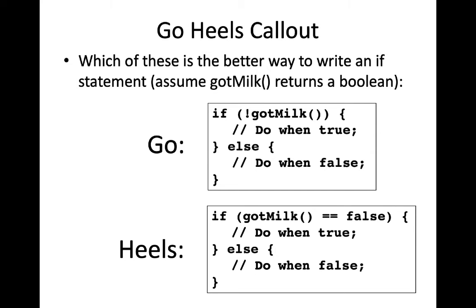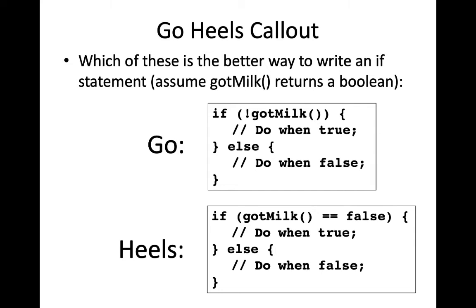OK. So now we've covered a few of those things. Let's do a little call out here. So think about this for a second. Which of these is the better way to write an if statement, assuming that gotMilk is a method that is going to return a Boolean value, right? OK, think about it. All right, on three. 1, 2, 3. Yes, exactly. You never say double equals false, right?